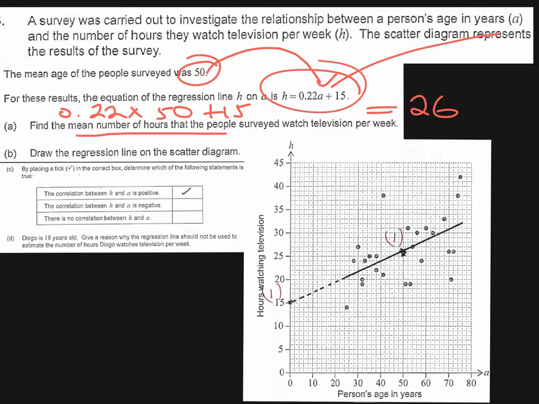Part C is asking us about type of correlation, and it should be fairly straightforward to see that the correlation between H and A is positive. And part D, we are asked to make a prediction about someone who is 18 years old.